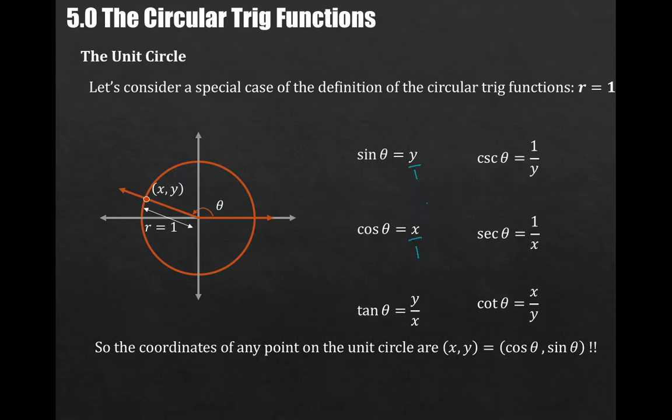So the coordinates of any point on the unit circle, (x, y): x is the cosine of theta, and the sine of theta is the y value. This is x, this is y when you're looking at a point on the unit circle. If it's not the unit circle, it's really x over r and y over r that cosine and sine are. That's the same idea though.